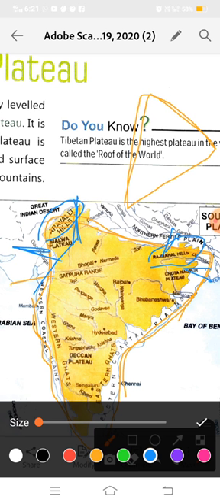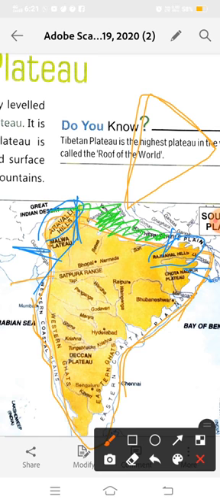Now this plateau extends from the south of the northern plains. Here is our plain region. So it is in the south of the northern plains. The Southern Plateau lies in the south of the northern plains, down to the last tip point of India, which is Kanyakumari.